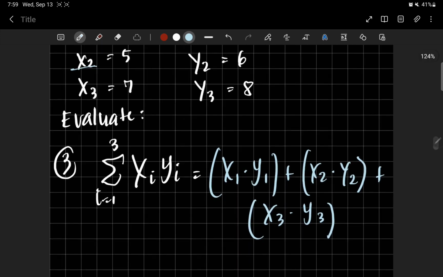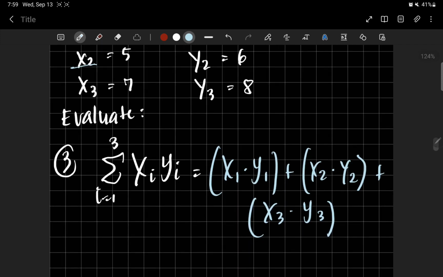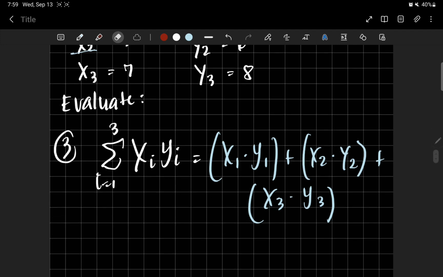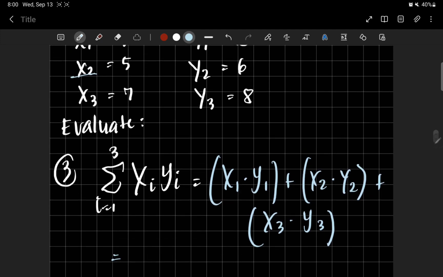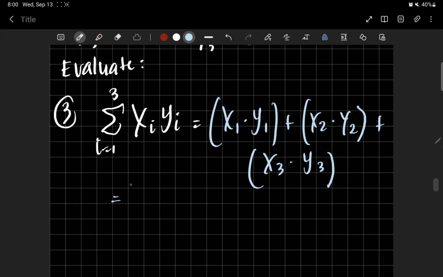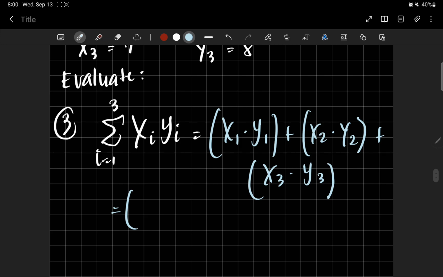Okay? So, kapag nakakita kayo ng ganito, di ba yung kaibahan niya sa first example natin? Yung first example natin, may operation na addition. But this time, ang operation niya is multiplication. So, you have to apply this expansion or the expanded form of this summation notation. Okay, then after that, you substitute the value.